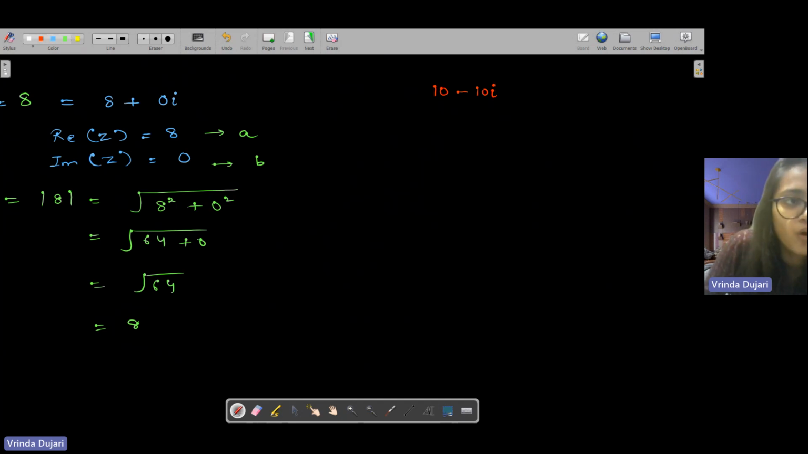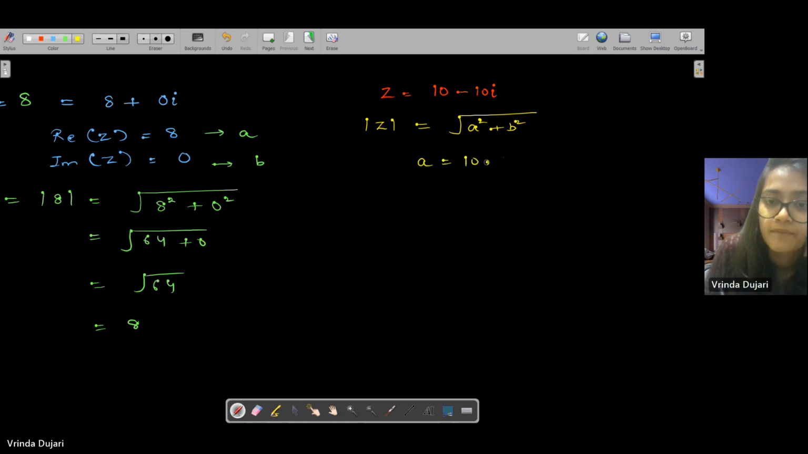All right, so this is your complex number 10 minus 10i, and we want to find out the absolute value of z. Okay, so we know that absolute value of any complex number is given by this. What are the values of a and b? Here, a is 10 and b is negative 10. So let's just plug in these values in the formula. So 10 squared plus value of b is negative 10.